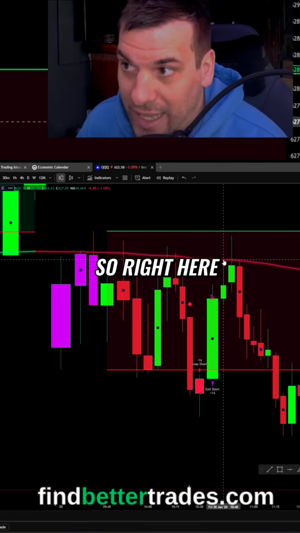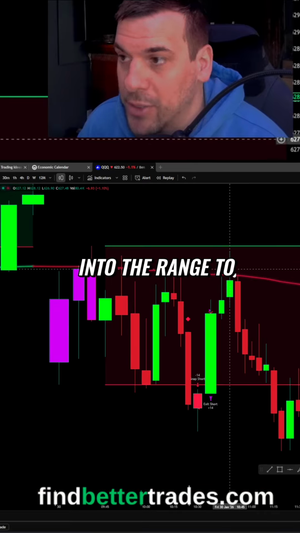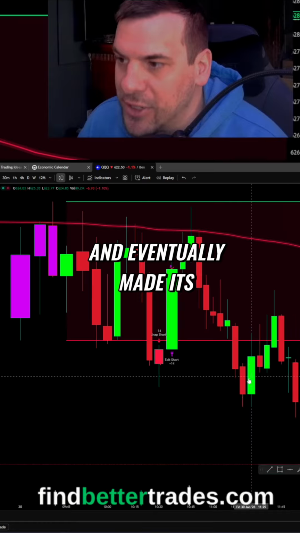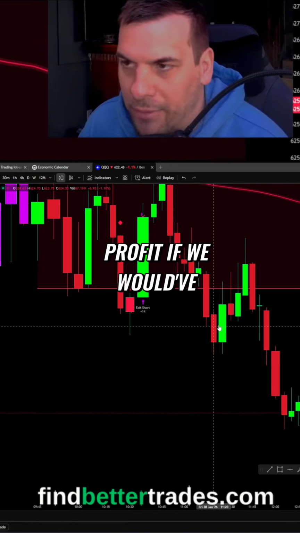So right here, it bounced off of this line, and then it almost came up into the range to break it, but it never could, and eventually made its way back down. So probably around at this point, we would have been in profit if we would have held that.